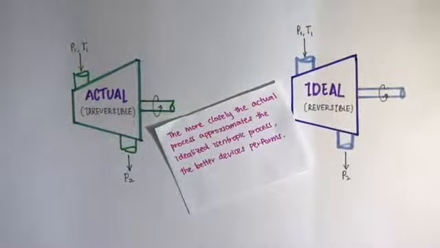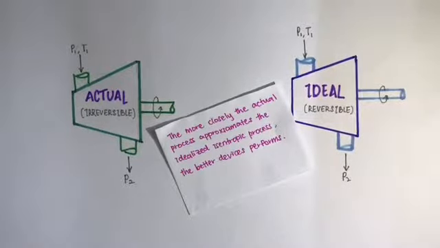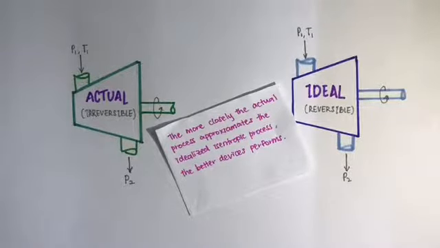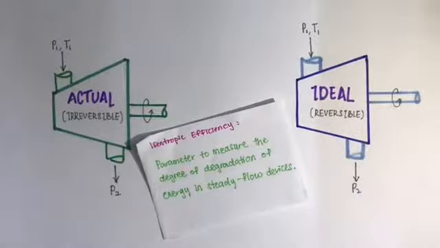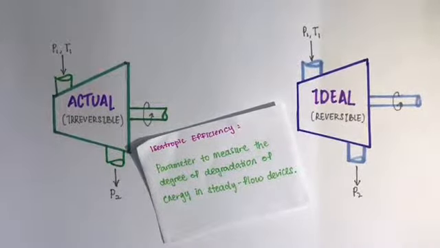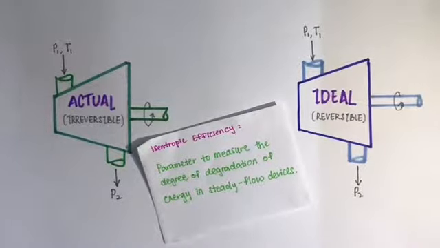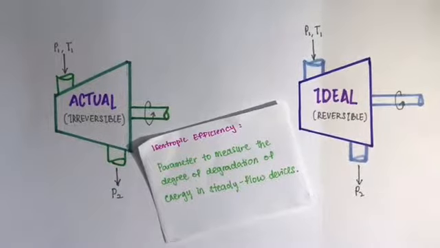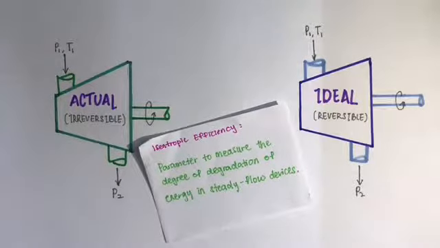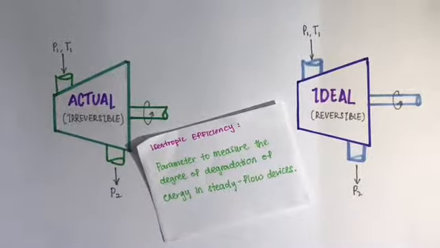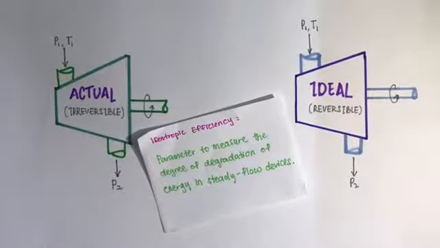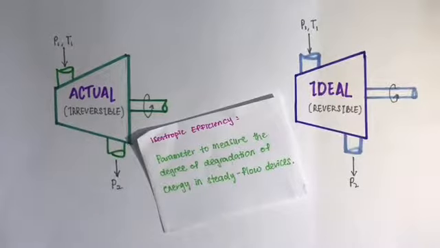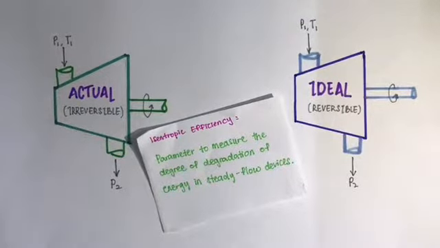The more closely the actual process approximates the idealized isentropic process, the better the device performs. It will be desirable to have a parameter that expresses quantitatively how efficiently an actual device approximates an idealized one. This parameter is the isentropic or adiabatic efficiency, which is a measure of the deviation of actual processes from the corresponding idealized ones.